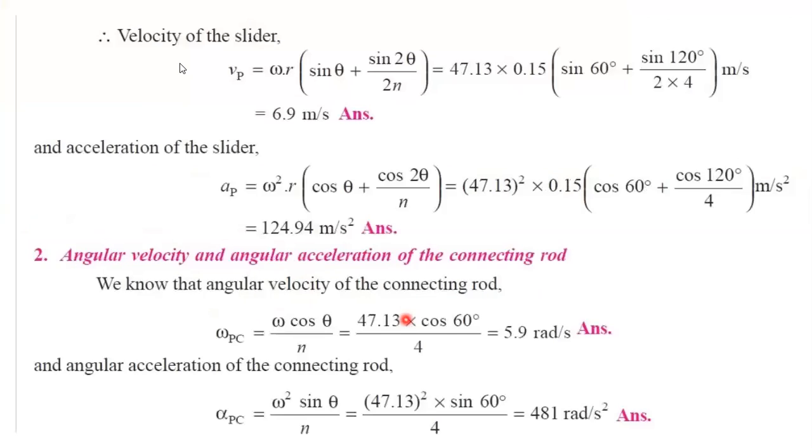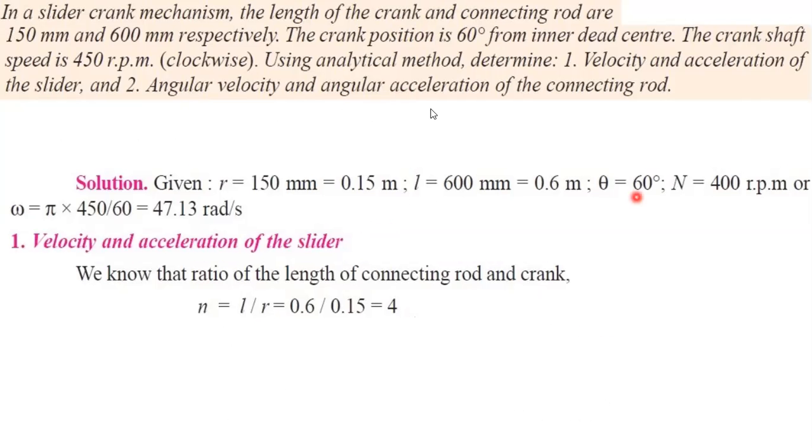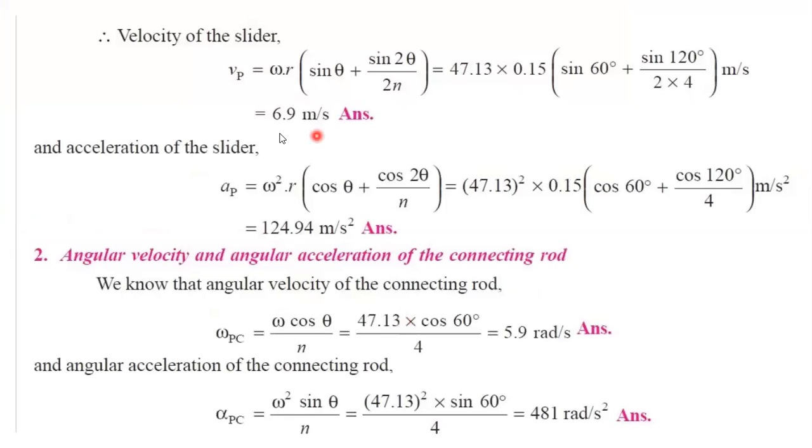So here, 4 formulas. First is the velocity of the slider; we know the formula. Omega value we know, R value we know, theta is given in the question as 60 degree, and n value we just calculated. Substitute all the values and you will get 6.9 meter per second. Acceleration of the slider, we have the formula. Write the acceleration of piston formula as it is, substitute all the known values and you will get the value as 124.94 meter per second square.